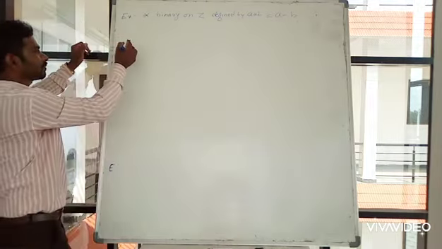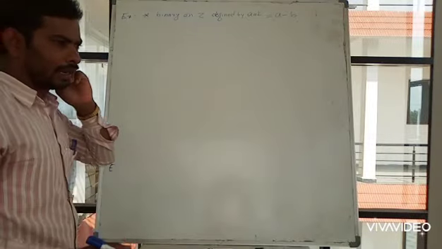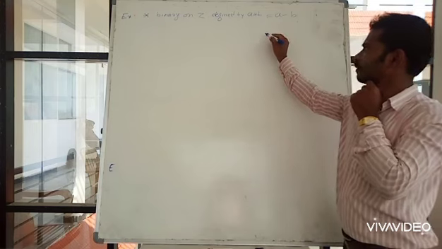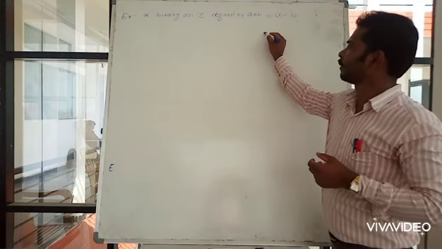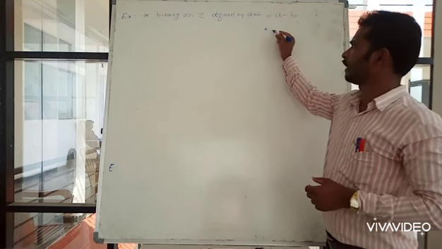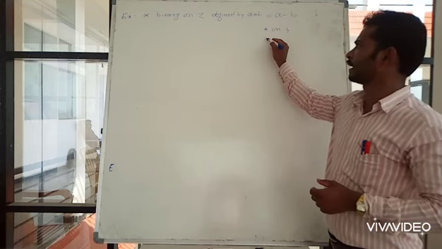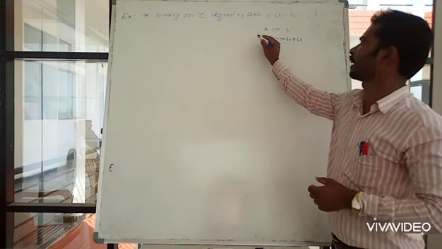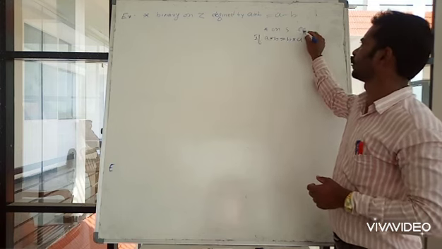For that, in the last concept we discussed the commutative law. Star is any binary operation on the set S. It is said to be commutative if A star B is equal to B star A. This is for the commutative.